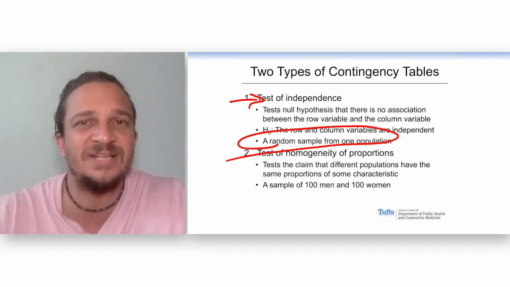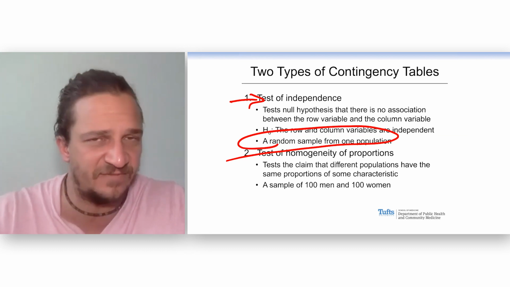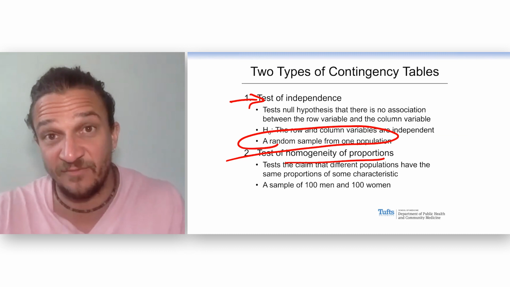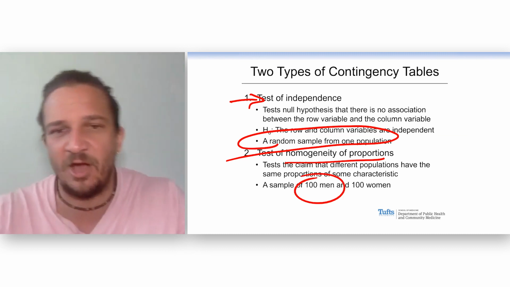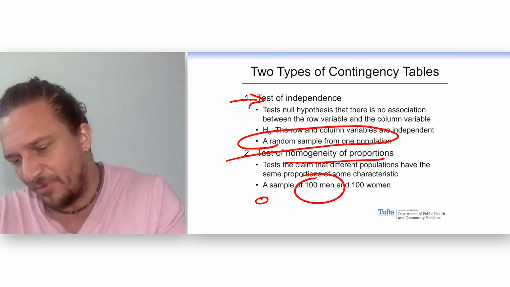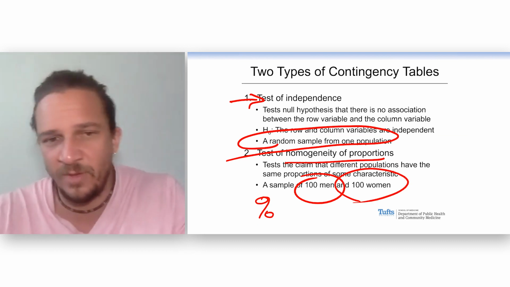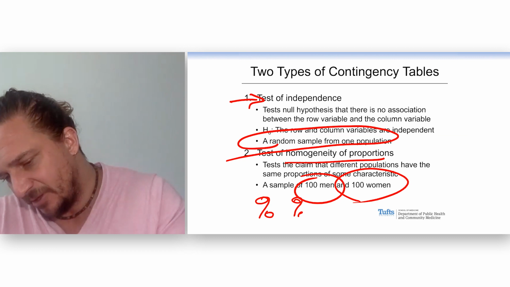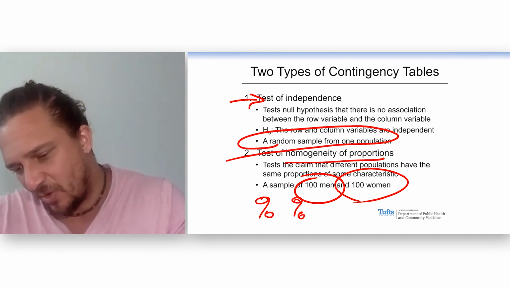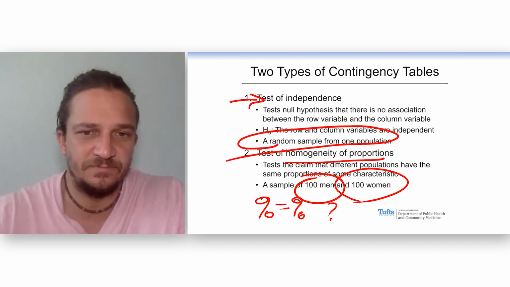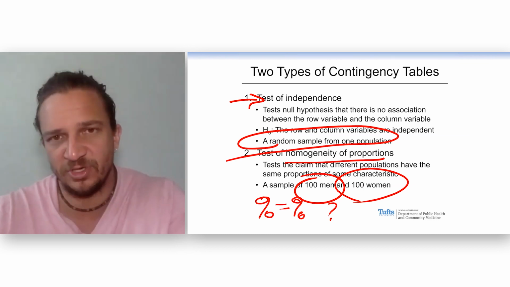The other way, and we're going to see the mechanics and interpretation of the test are the same, is this idea of two proportions. And it comes from the design of the study. I go out and I get 100 men and I say, what percent of them like stats? And then I go out and I get 100 women and say, what percent of them like stats? And then I ask the question, are these two things equal to each other? Homogeneity of proportions.